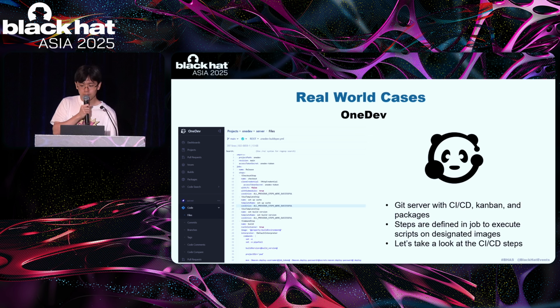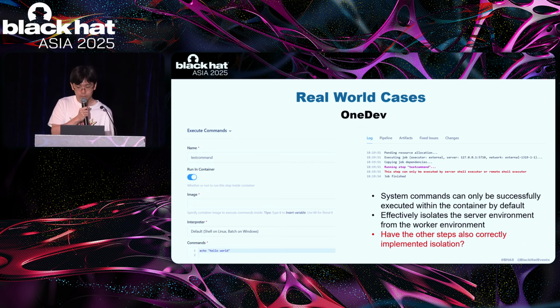Now let's look at the next target, OneDev, which is a Git server with CI/CD, command, and packages. So in OneDev, steps are defined in jobs to execute scripts on designated images. And let's take a look at the CI/CD steps that OneDev owns. You can actually execute system commands directly through the execute commands step in OneDev.